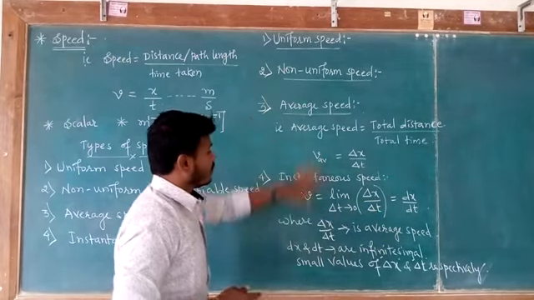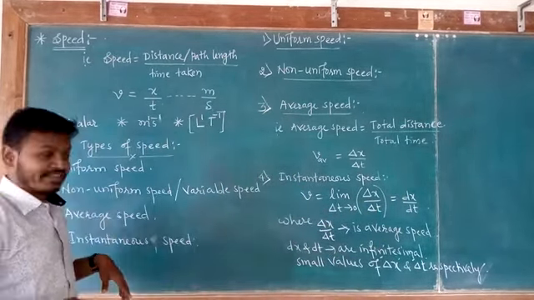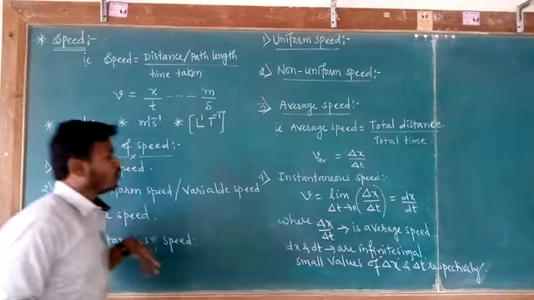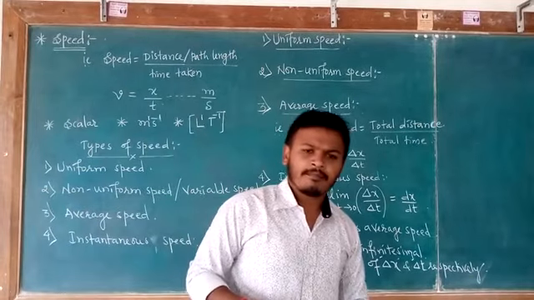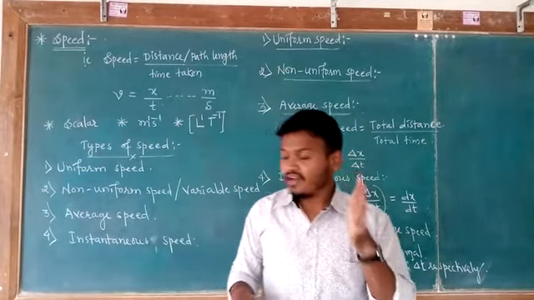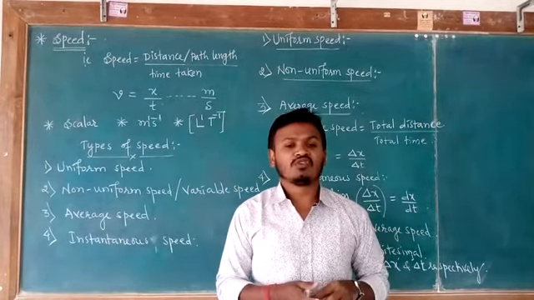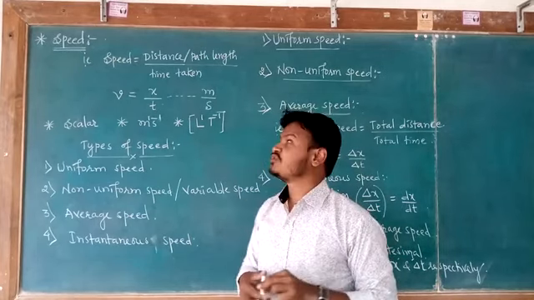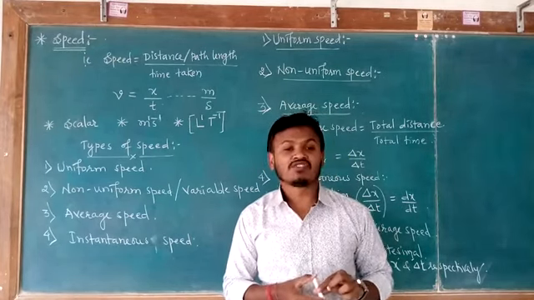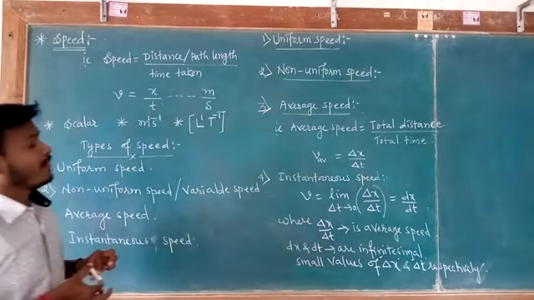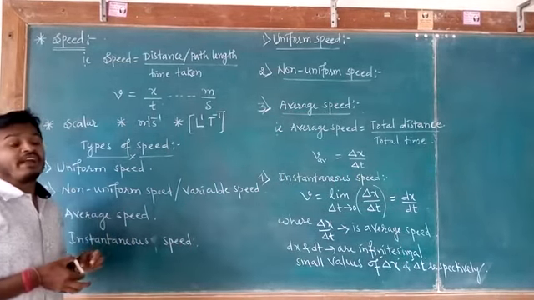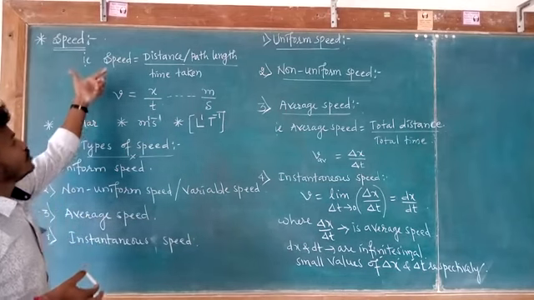This is what we had to say about speed and its types. Let us read the whole concept one more time. Speed means what? The rate of change of position of a body is known as the speed of a body. In other words, distance per unit time is called speed. In other words, the ratio of the distance traveled by a body to the time taken to cover that distance is known as speed.